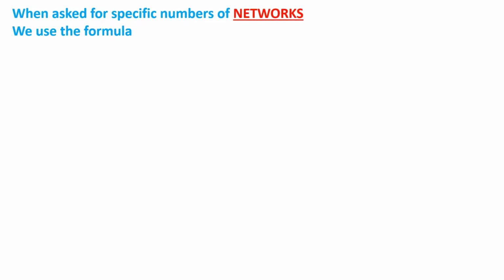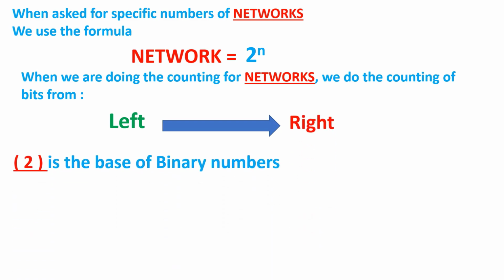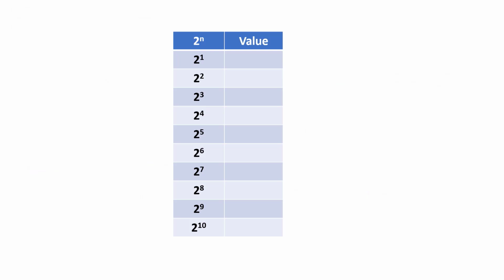When asked for a specific number of networks, we use this formula: networks equal 2 to the power n. When we are doing the counting for networks, we count the bits from left to right. 2 is the base of binary numbers, and the n is the number of bits borrowed from the host part.